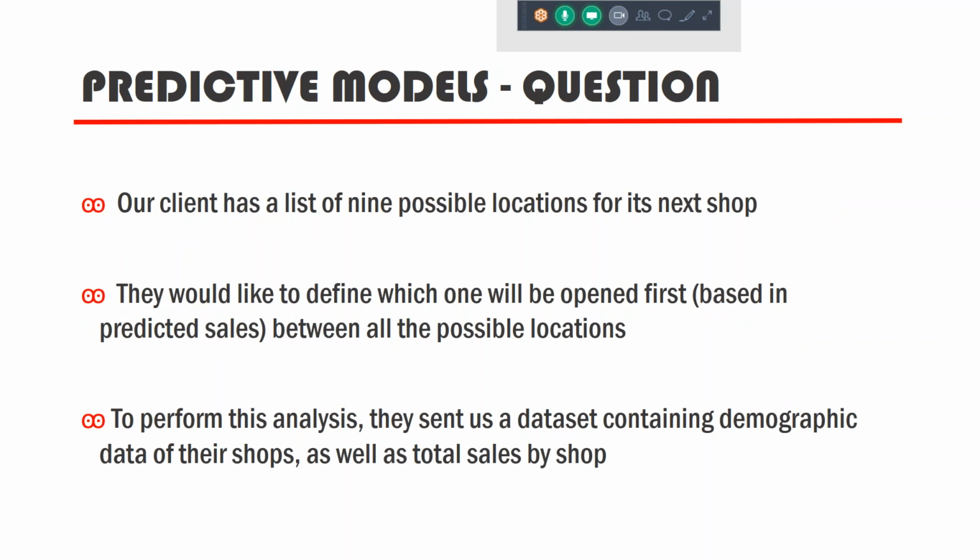So, a new question to work with models. We have now a client that has a list of 9 possible locations for its next shop. What the client would like to discover is, from those 9 possibilities, which is the best, which is the shop that they should open first. So to help us, he sent 2 other files with data about demographics of the stores that are already working, and the sales of those stores that are already open. So what we do in Alteryx is, using this data about the stores that are working, we'll try to predict which of the possible stores should be opened first.